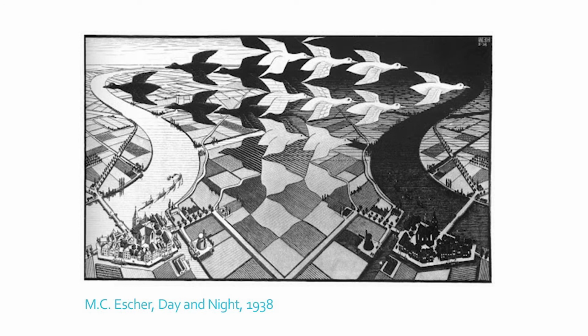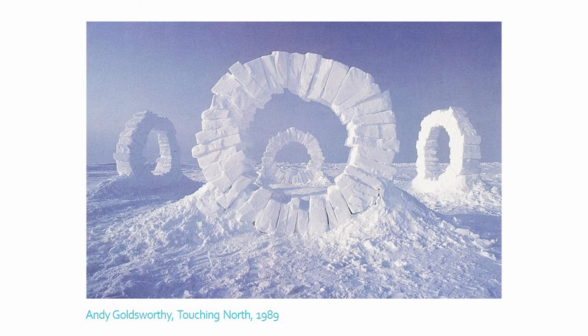This is M.C. Escher's Day and Night, where he's playing with negative space to juxtapose 2 ideas. And then as a side note, when we talk about space in sculpture, we're being literal. So for the example of Andy Goldsworthy's Touching North, the circles are the positive space, in other words, the object, and the hole in the center is the negative space, as well as all the space around the sculpture.